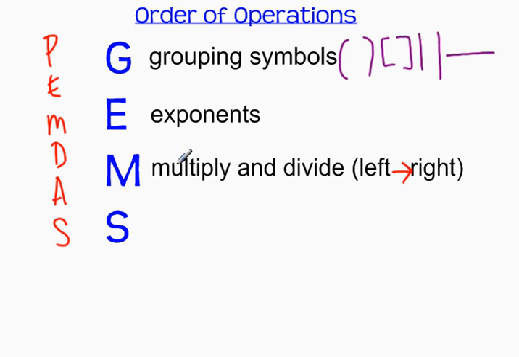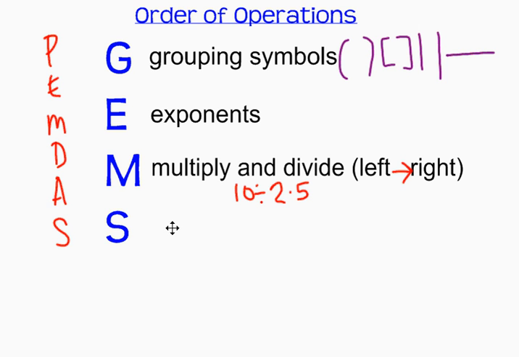So for example, if I had the expression 10 divided by 2 times 5, I'm actually supposed to work from left to right here. So I would do 10 divided by 2 first, which is 5, and then 5 times 5 is 25. If I was following PEMDAS and did the multiplication first, 2 times 5 is 10, and then did the division, 10 divided by 10 would be 1. I would get a completely different answer.